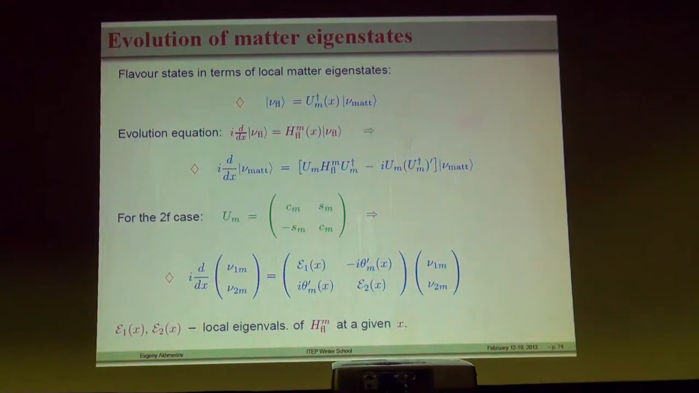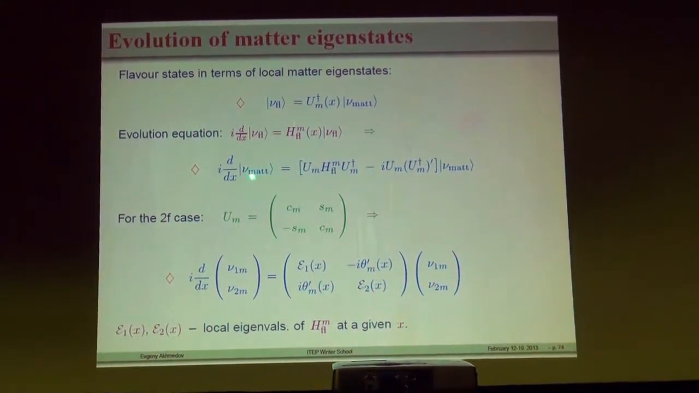Okay, now I discussed oscillation in non-uniform matter, matter of non-constant density, and I did it in a very qualitative way. You can do it quantitatively if you consider the evolution of matter eigenstates. Of course, you should remember that at each point in space, the matter eigenstates are different because the mixing angle depends on the coordinates through the dependence of the electron number density. And therefore, when you go to the matter eigenstate basis, you don't have only this kind of rotated Hamiltonian, but you also have the term which contains the derivative of the mixing matrix in matter.